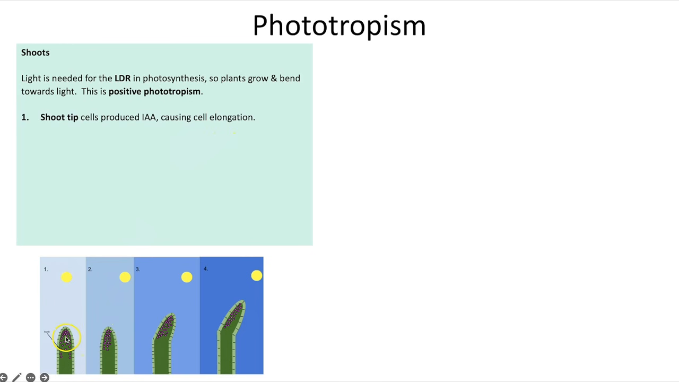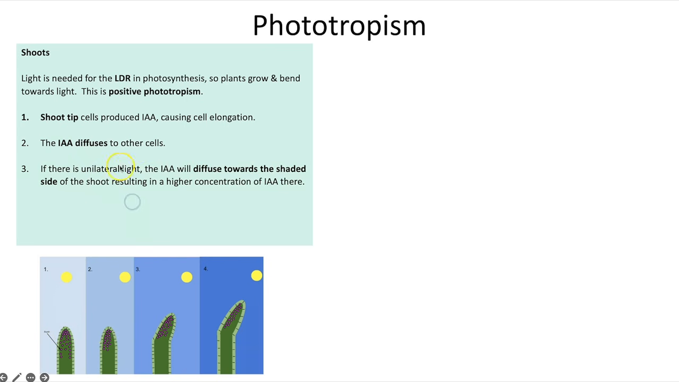And the way this happens is IAA is produced in the shoot tip. The IAA is able to diffuse to other cells where it isn't produced and cause cell elongation. And if there's unilateral light, the IAA will diffuse towards the shaded side, because unilateral means the light source is only on one side, which is what we can see here in image 2. The light source is slightly over to the right. So all of that IAA is going to diffuse to the shaded side, which is on the left.